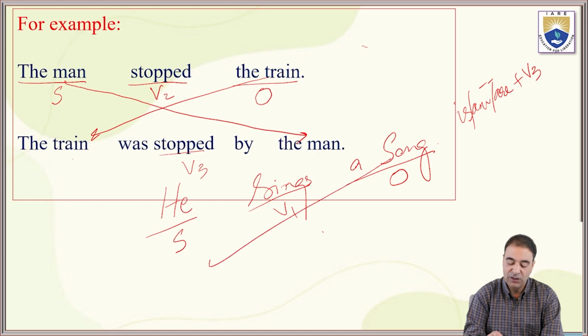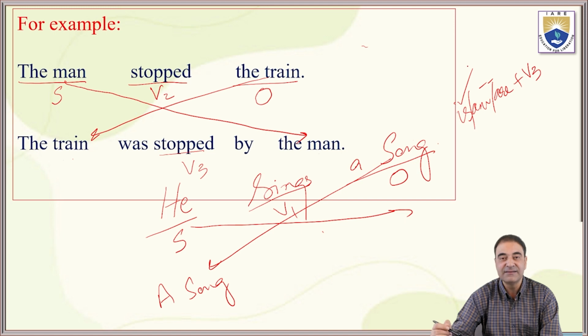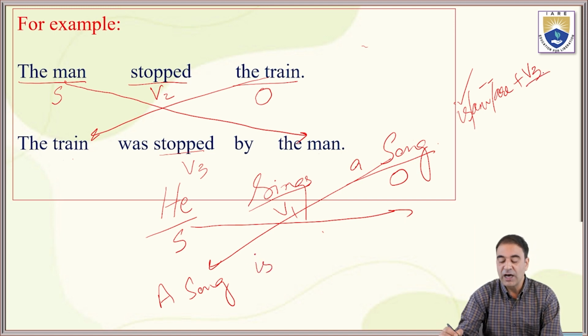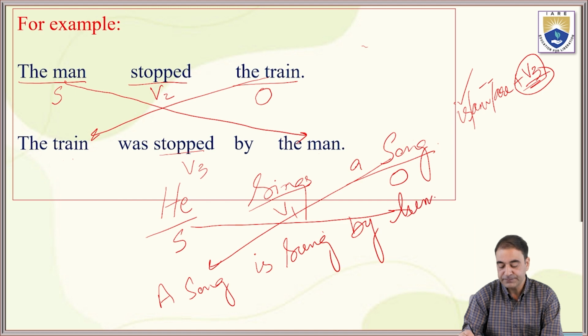Interchange the place of subject and object. A song, the song is singular, and with singular we use is. Therefore, a song is. Then we have to write verb in third form. It's the third form of sing: sung. A song is sung by. He will change into him.